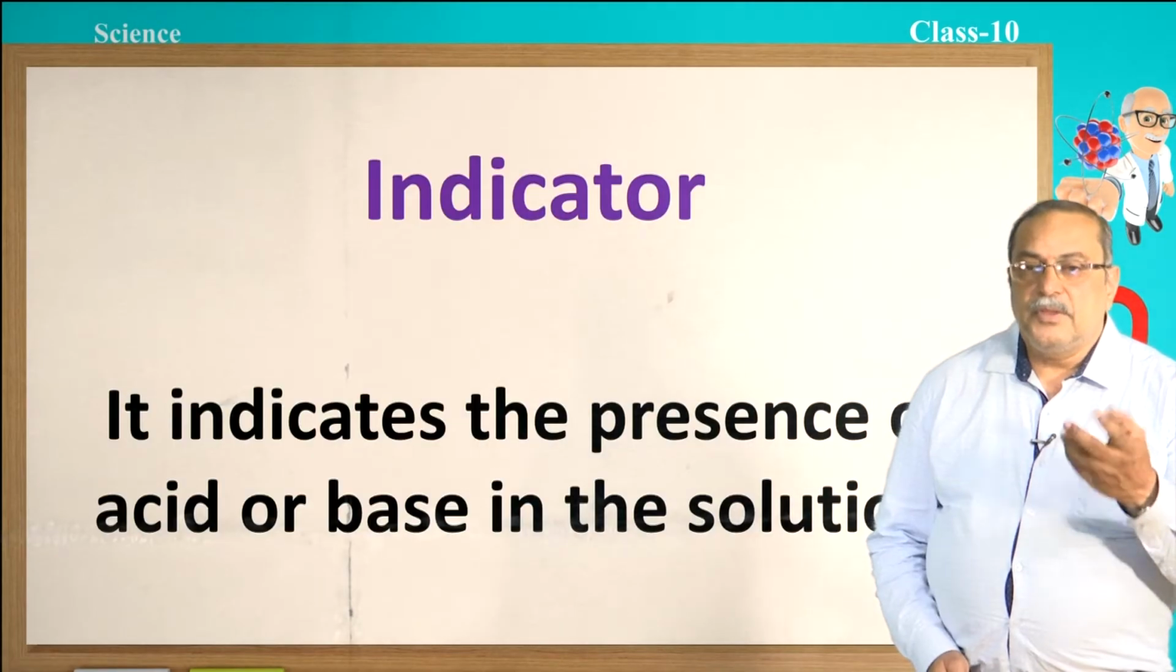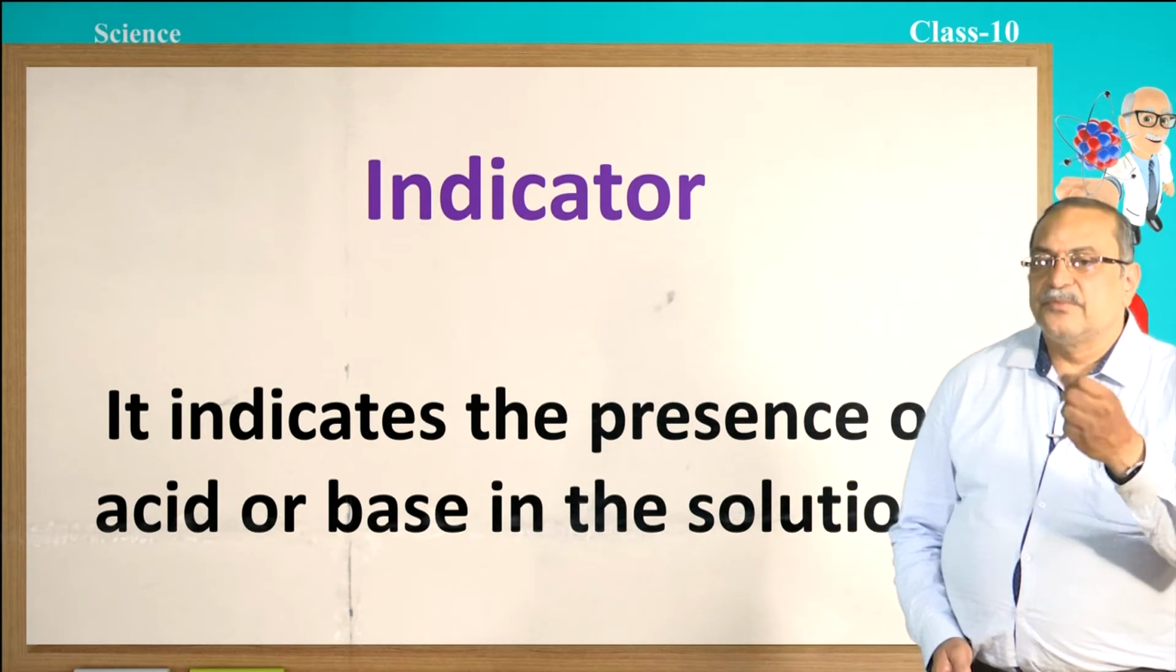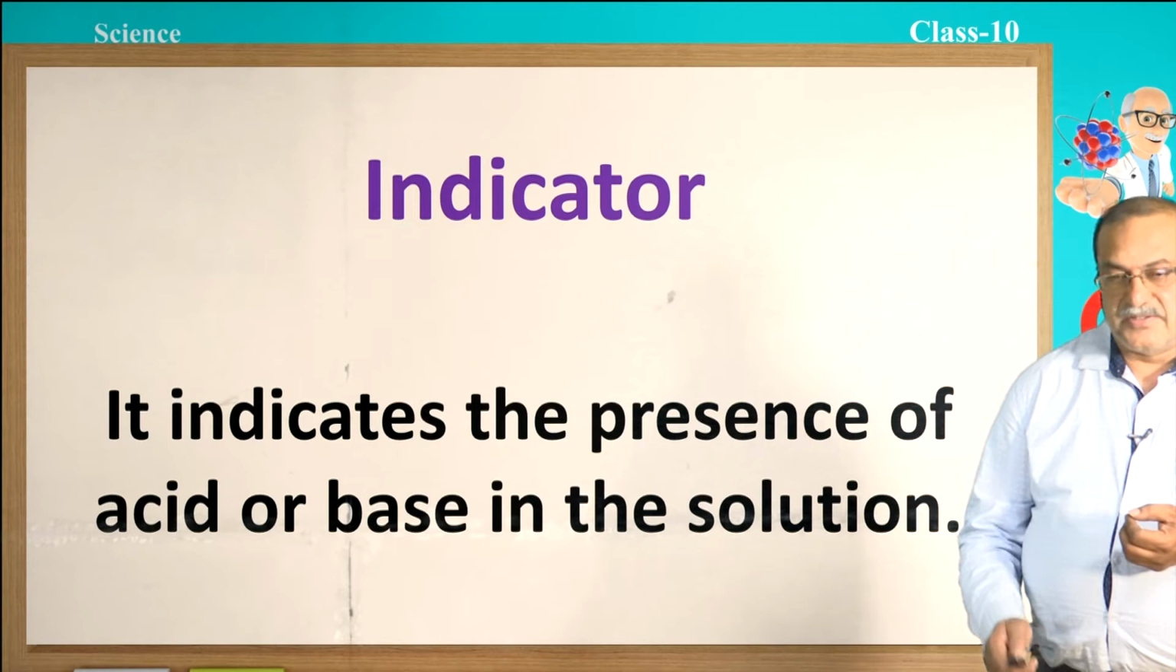Okay. Now without tasting anything, we have to identify. For that we use an indicator. An indicator is a paper strip or a liquid or anything that indicates the presence of acid or base in the solution. By putting 1 or 2 drops of the solution on the indicator, the color changes and we can identify whether it is an acid or base.